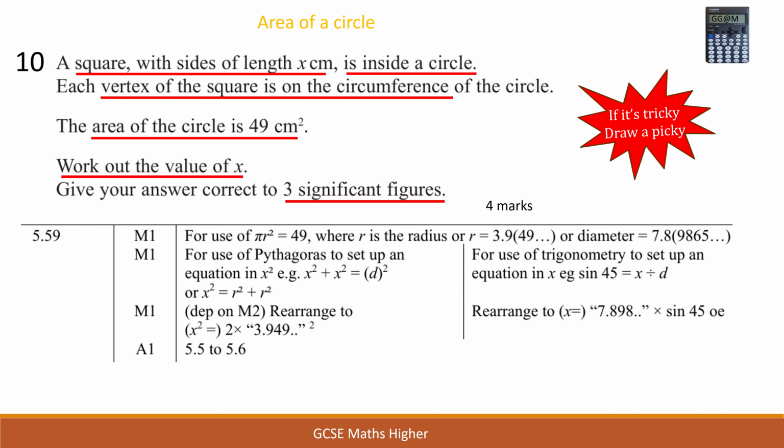So the mark scheme shows the answer is 5.59. M1 are method marks, so these are the methods using the formula for the area of a circle. Then you've got to use the equation of a circle, x squared plus y squared is equal to r squared. Is the equation of a circle, and then you've got to rearrange, and this will give you your answer mark, which you can see here.